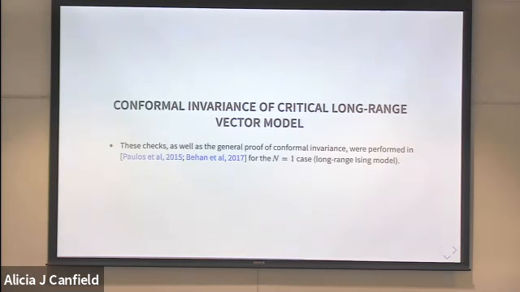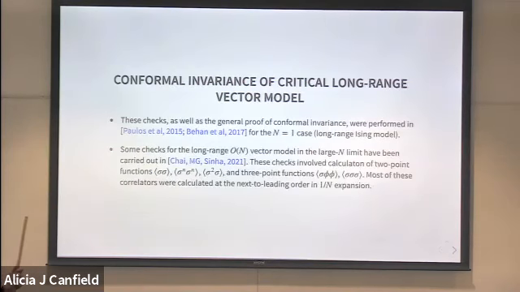Okay, so those checks of conformal invariance and some general argument for conformal invariance are provided in these works. They are for the n is equal to 1 case of the Ising model, and then we just added some more calculations for some correlation functions. Most importantly, this one, sigma squared sigma, and the 3-point functions to some subleading order in the 1 over n expansion.